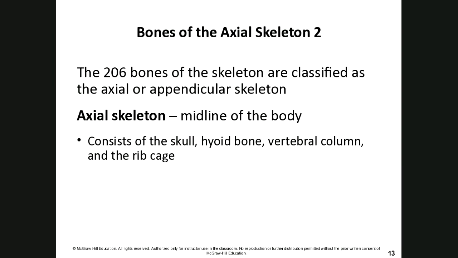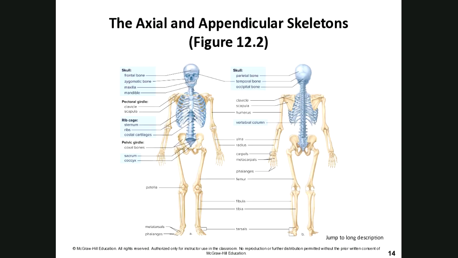Now we're going to talk about the 2 different types of skeletal systems that make up your body. You are made up of the appendicular skeletal system and the axial skeletal system. The appendicular skeletal system consists of all of those bones that make up your limbs, including your arms and your legs. Your axial skeleton consists of everything else, basically. Your skull, your sternum, your vertebral column, those are all part of your axial skeleton. And it's really the midline of the body. As you can see, this is all the middle of your body.